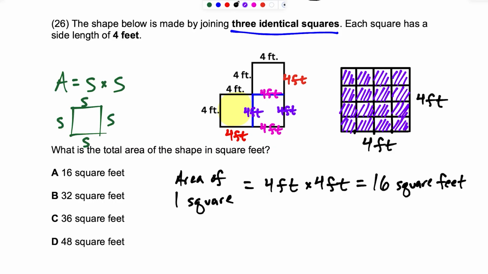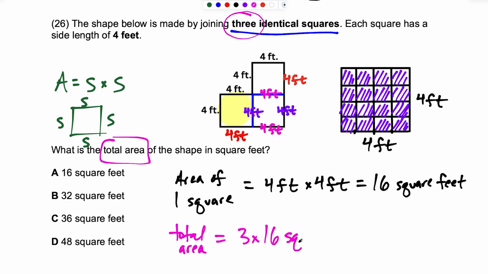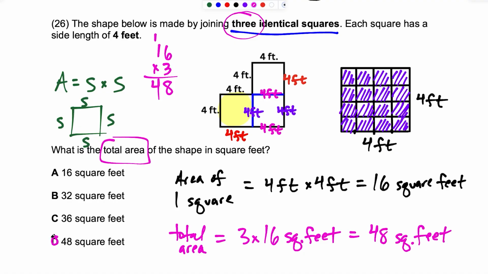Okay, but the question here, we have to be careful, is asking us for the total area. So we want the total area, and remember, there were 3 identical squares. So the total area, we could say, is equal to 3 times 16 square feet. And I'm going to abbreviate square with SQ like this. Okay, so we do 3 times 16, and that I'll do on the side, 16 times 3. We have 3 times 6 is 18. We carry the 1. 3 times 1 is 3, plus 1 is 4. So the final answer would be 48 square feet. And 48 square feet matches up with choice D.